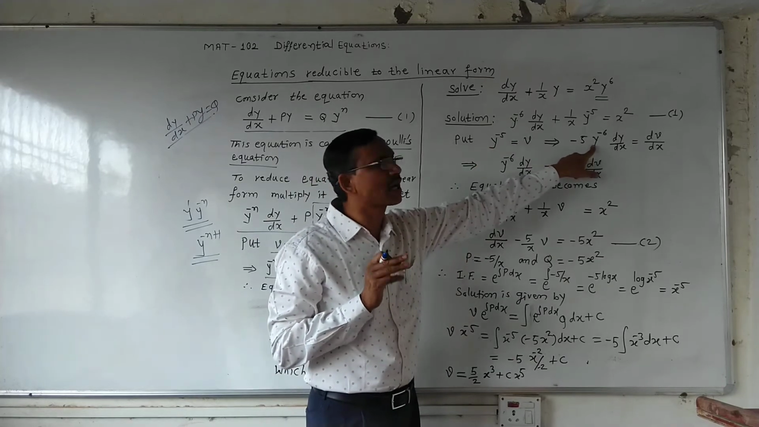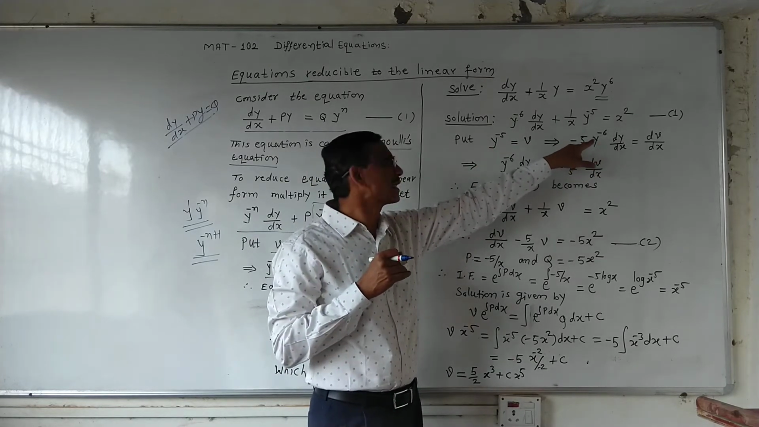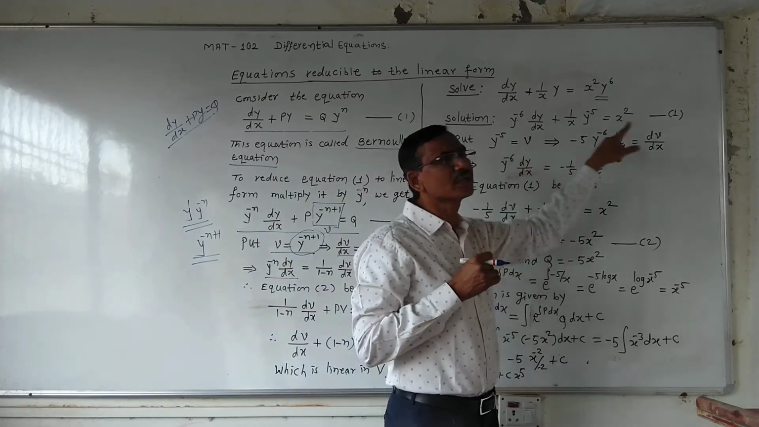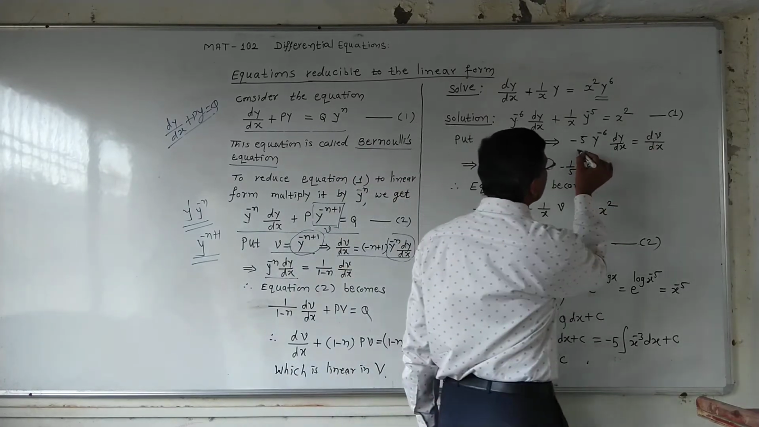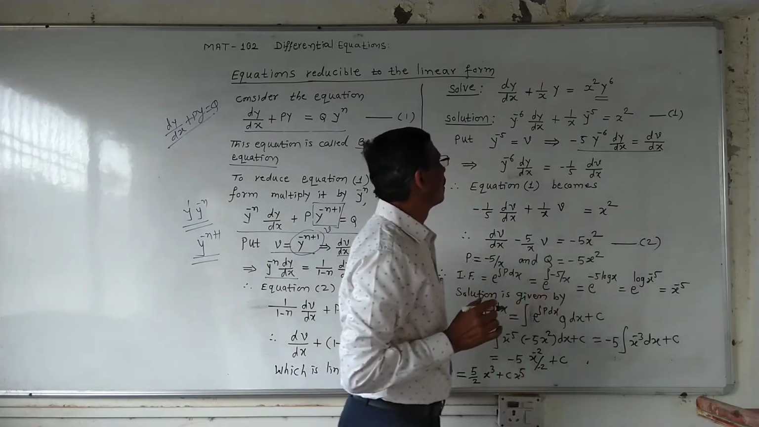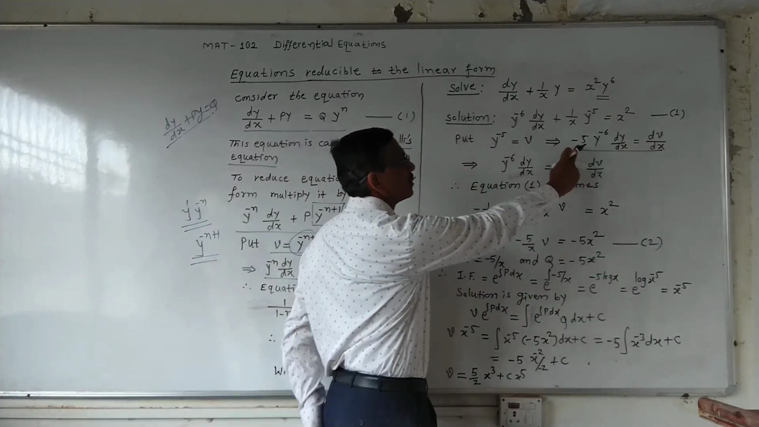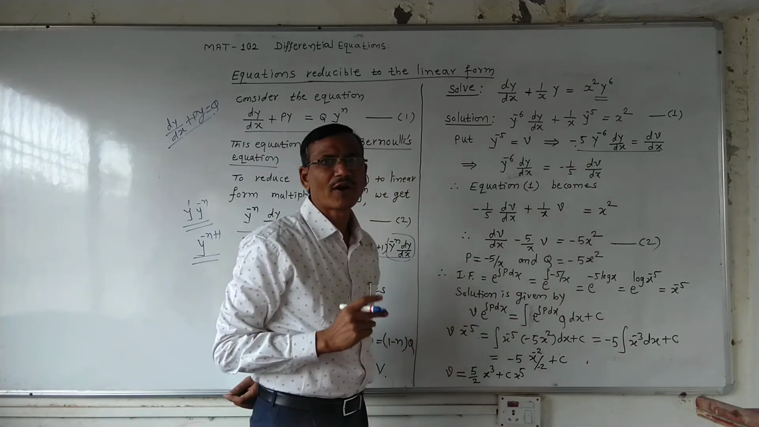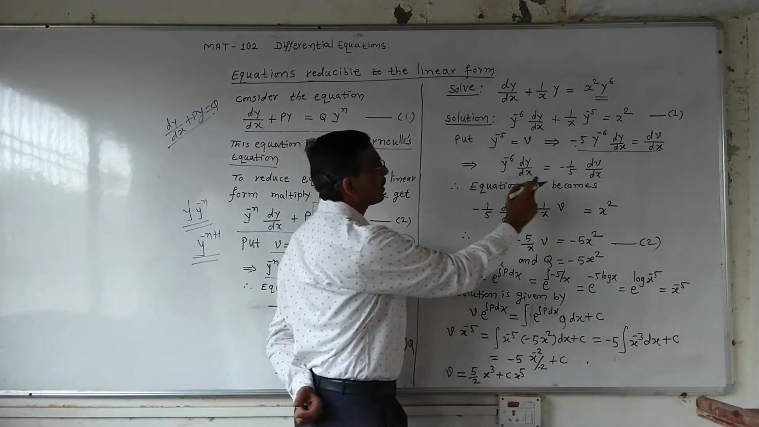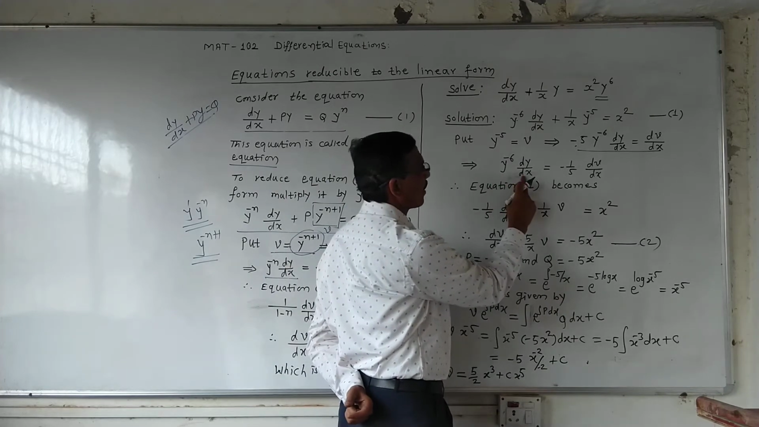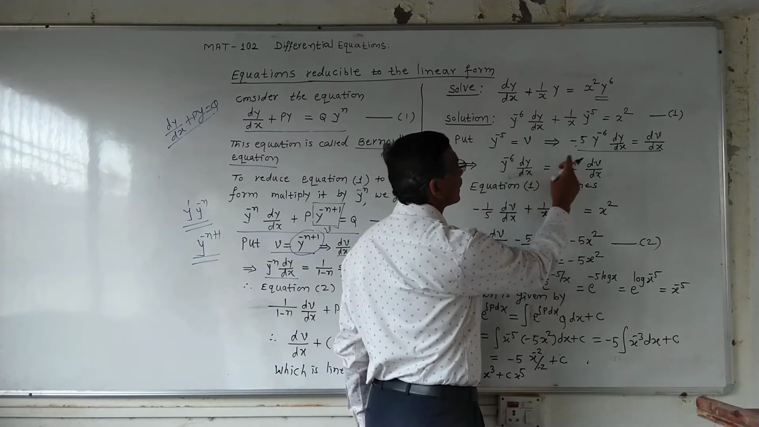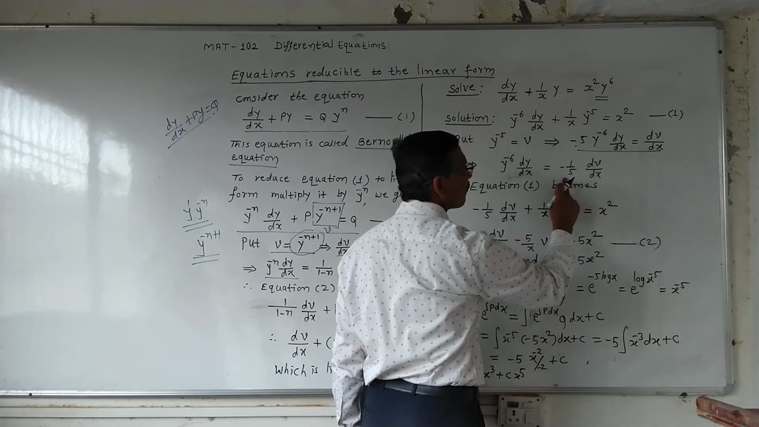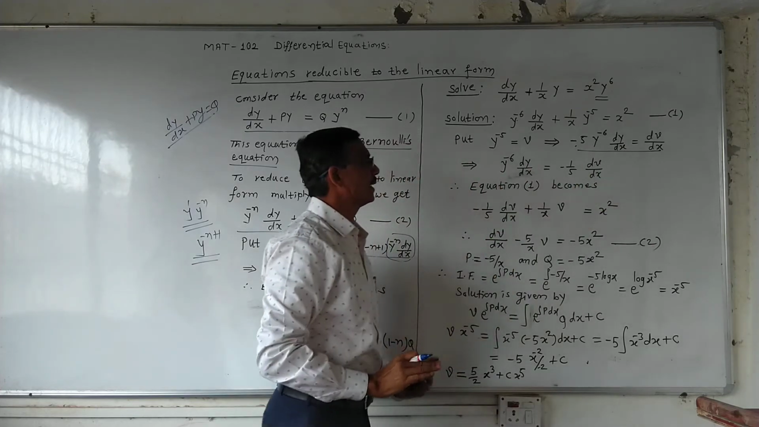That means it will become y raised to minus 6 into dy by dx, and the derivative of p is dv by dx. You will get this equation after differentiating. Then divide both sides by minus 5. After dividing, you will get y raised to minus 6 dy by dx is equal to, on the right side, minus 1 by 5 dv by dx.